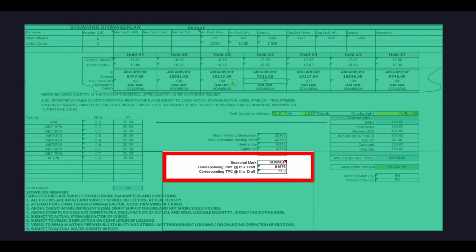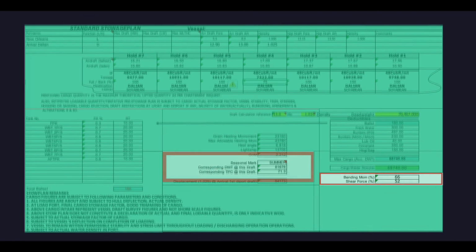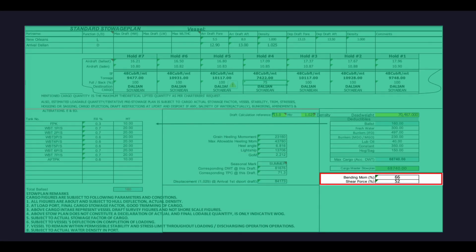Here below, we can see the seasonal zone, summer, in which the loading will be conducted, and the corresponding deadweight of the vessel at summer load line, which is 81,676 metric tons, as well as the TPC of the vessel at this specific deadweight, tons per centimeter of immersion, which here is 71.3 tons. Going to the right down corner, we can see the bending moment and the shear forces of the vessel, 66 and 52%, allowable figures according to the loadicator instrument of the vessel.